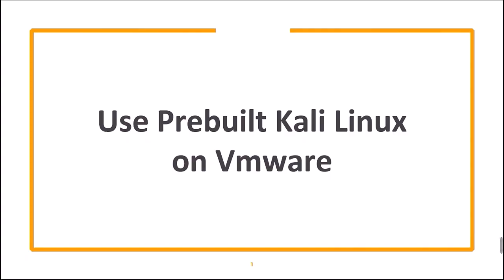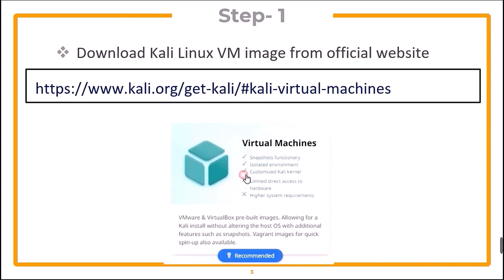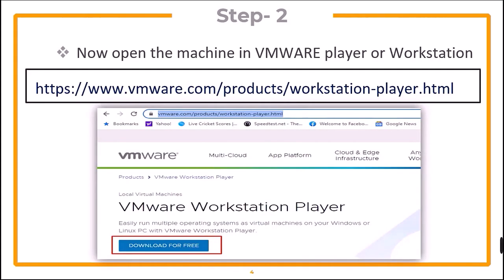In this video, we are going to see how we can use pre-built Kali Linux on VMware. The concept is very simple. The first step, you need to download pre-built Kali from the official website. And in step 2, you only have to open it in VMware. So in step 1, download the Kali Linux virtual machine image from the official website. And now in step 2, open the machine in VMware.